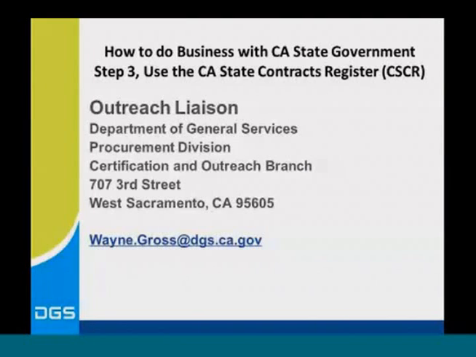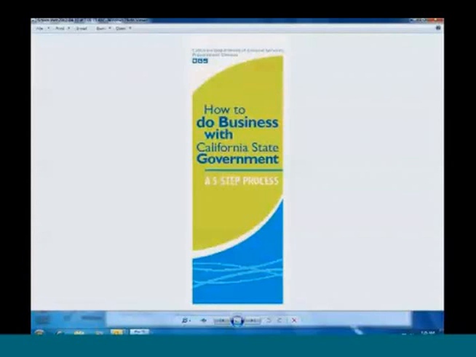Today's webinar is entitled Step 3, Use the California State Contracts Register, CSCR. This webinar is based on our brochure, How to Do Business with the State of California Government, a 5-step process. Before I start the webinar, I want to show you where you can always find the most current brochure.